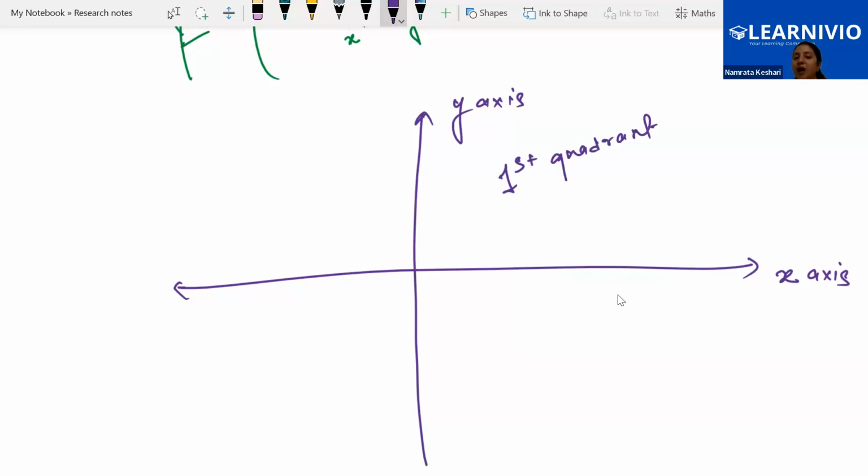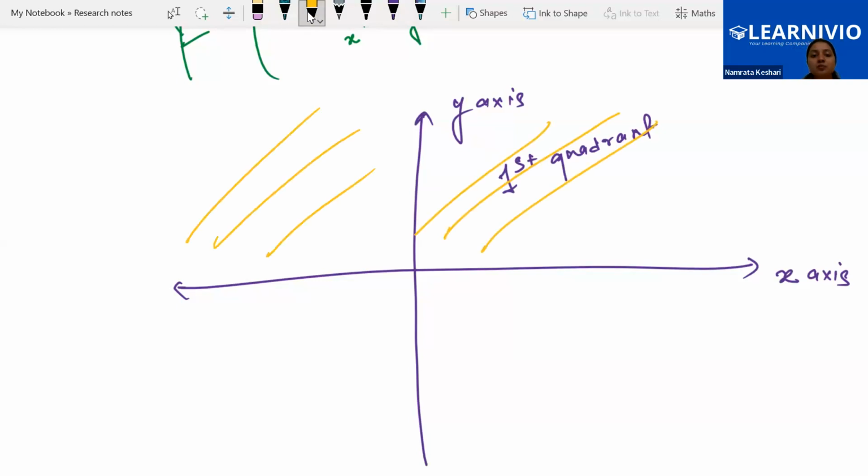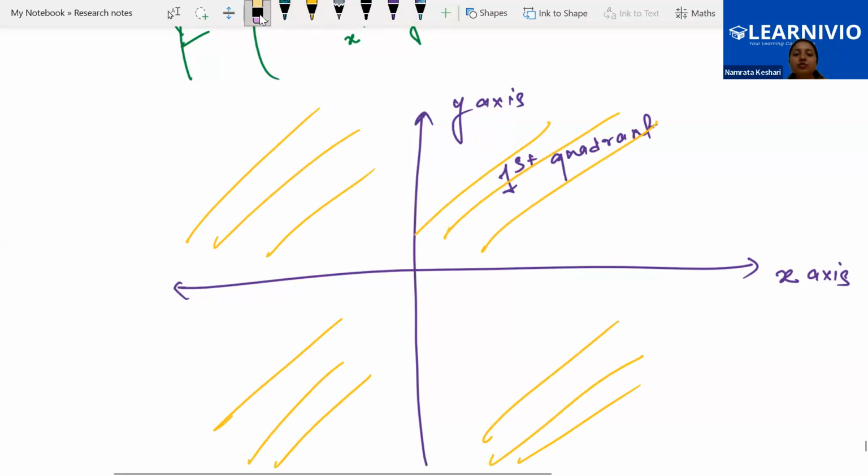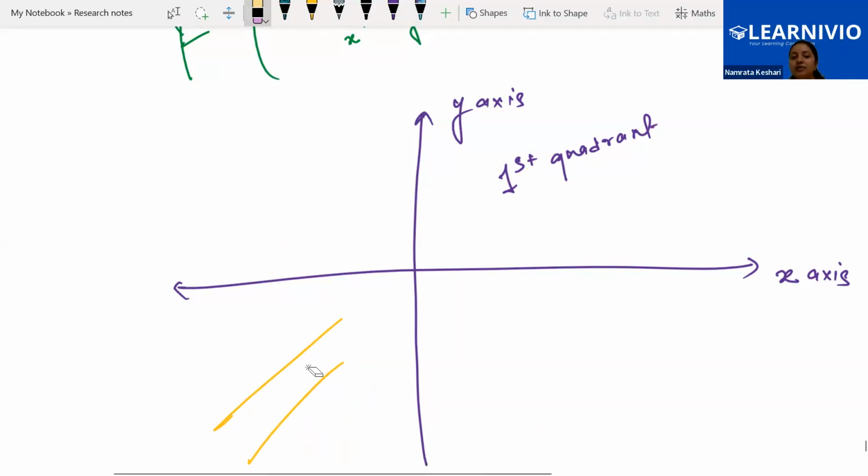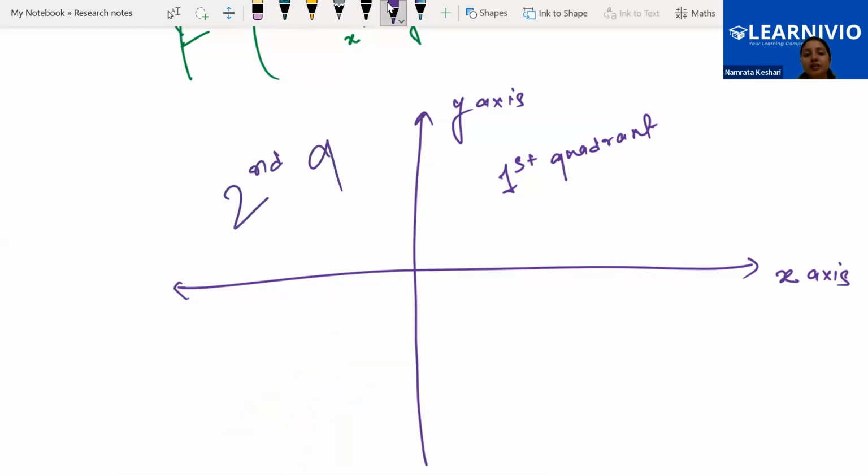Quad means four parts, which you can see over here. Which four parts am I talking about? I am talking about this part, this part, this part, and this part. Our screen is getting divided into four parts. The first one is called the first quadrant. The next one is called the second quadrant. This one is called the third quadrant, and this one is called the fourth quadrant.